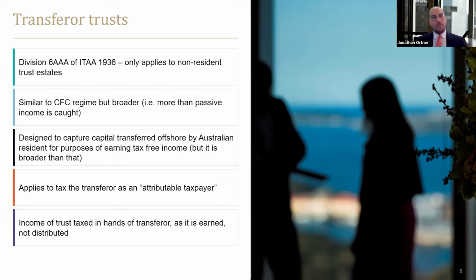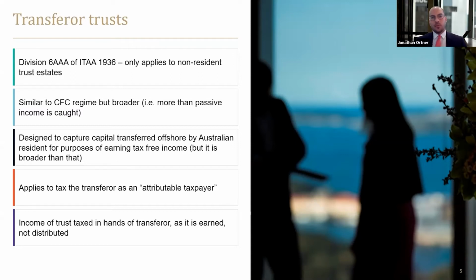And the other part of this is that in terms of how a transferor may be assessed, it does not matter about the value that they have transferred to the trust. In other words, it doesn't drive off an attribution interest like the CFC rules do. The transferor is simply taxed on 100% of the accumulated income. And there are some caveats to that, which I'll come to a little bit later on.